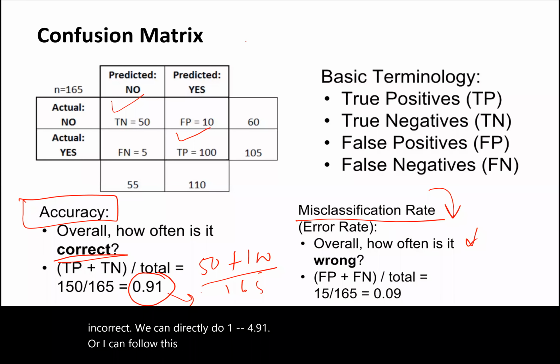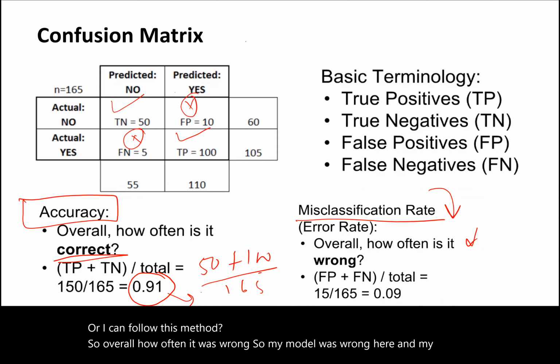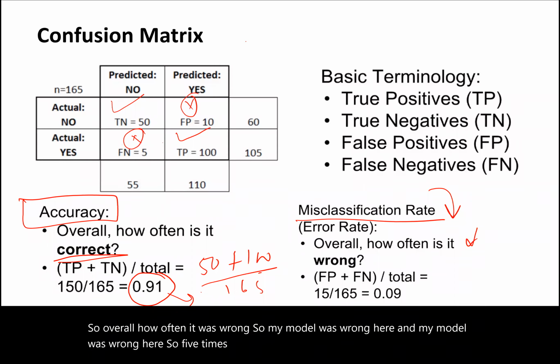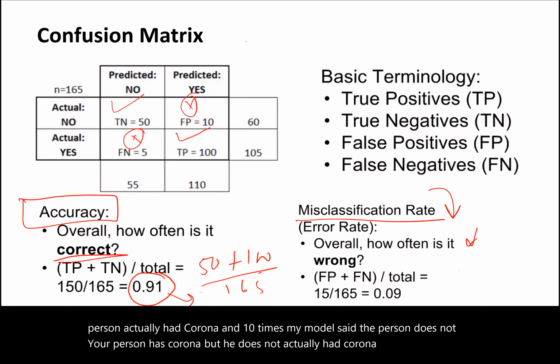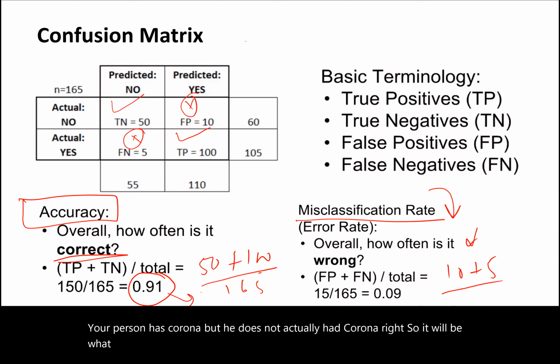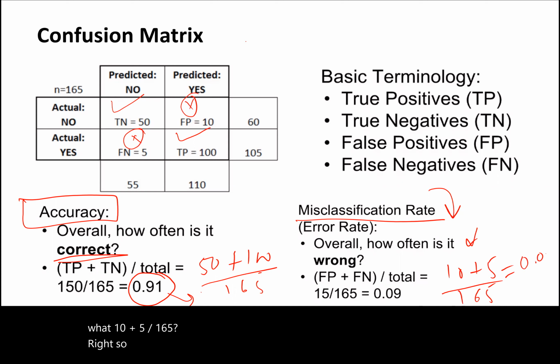Overall, how often was it wrong? My model was wrong here and here. 5 times my model said they do not have corona, but the person actually had corona. And 10 times my model said the person has corona, but they did not actually have corona. So it will be 10 plus 5 divided by 165, which comes out to be 0.09.